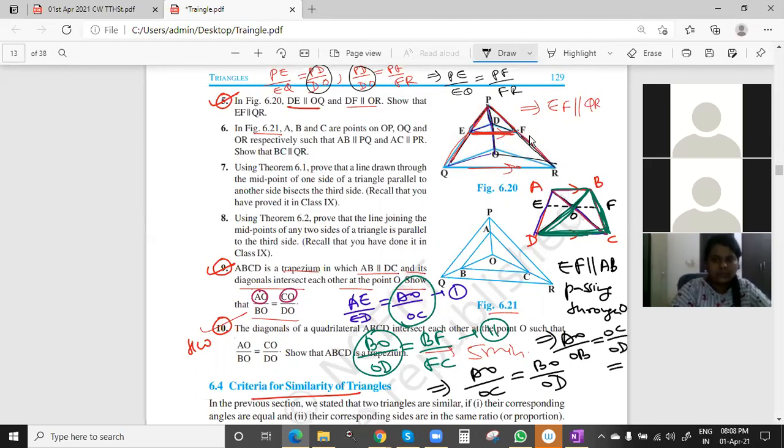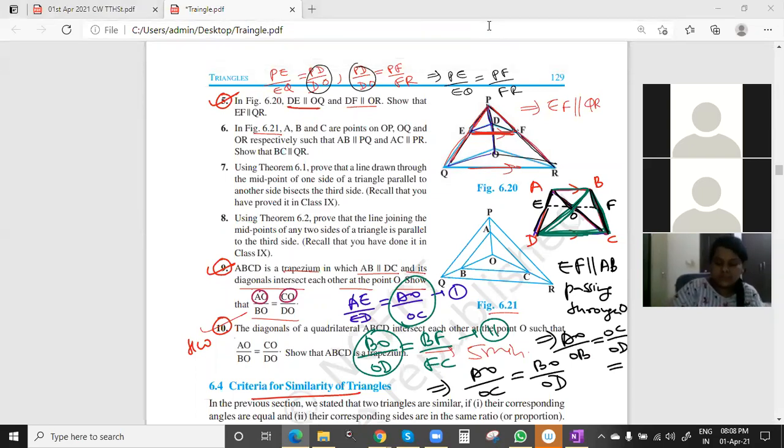This is the proof. Because in this triangle we can say AE by ED is equal to AO by OC, and in this triangle we can say BF by FC equal to AO by OC. So again we can say finally AO by OC common, AE by ED equal to BF by FC. Correct. So by this we can prove. 10th sum also completed. Okay, go to Arvind.